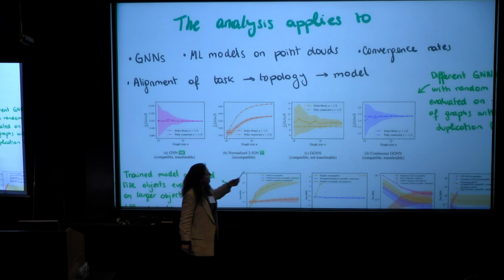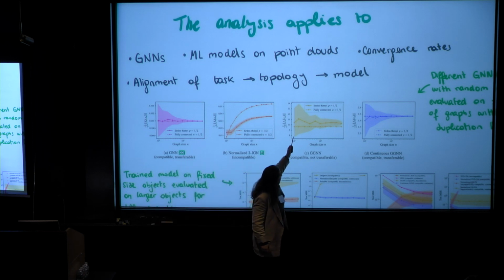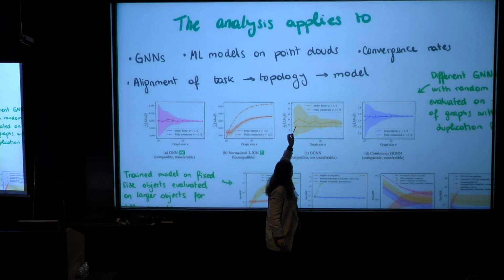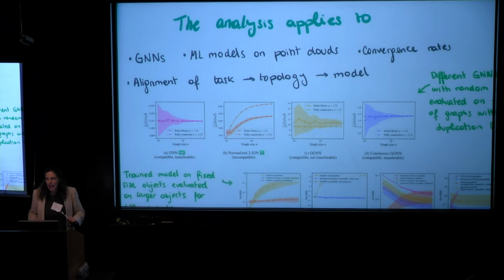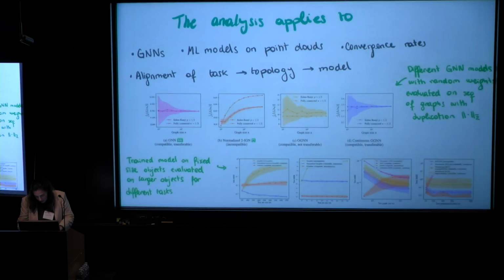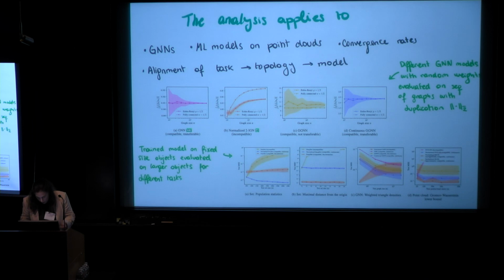And in this example, this is compatible but not transferable. Compatible will tell you that this is flat in the limit, and transferable will tell you that this line will converge to that line. I didn't go through the entire set of details, but I'll be happy to discuss it later. That's basically the idea I wanted to convey: you can use the ideas from GNN transferability, extract the mathematical definitions that you need, and then apply them to different machine learning models that are defined on varying size objects.